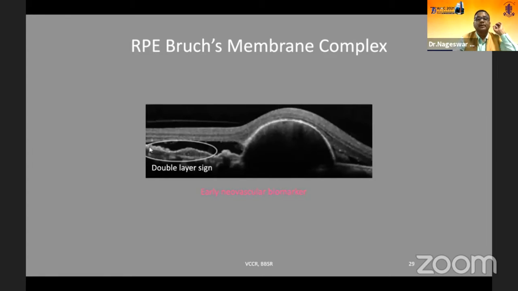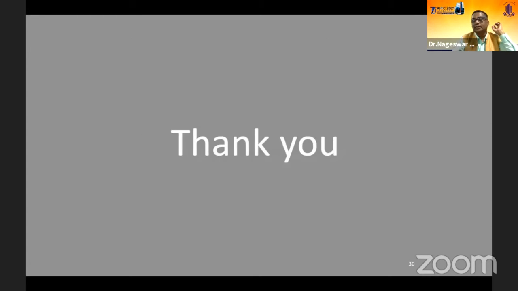In the RPE-Bruch's complex, you will sometimes see subtle changes in the RPE layer. There will be a splitting of the RPE, called the double layer sign, which is an early neovascular biomarker that OCT tells us. So these are all the changes you will see in the retinal layers.